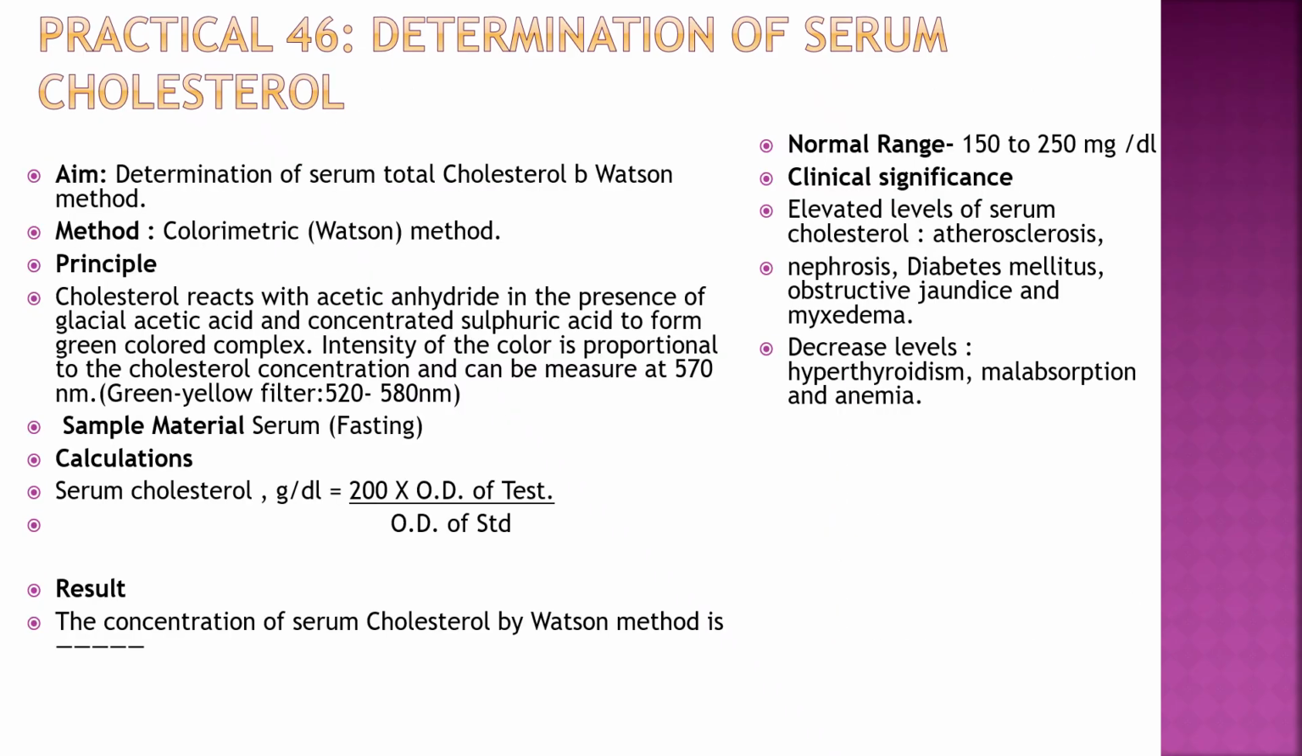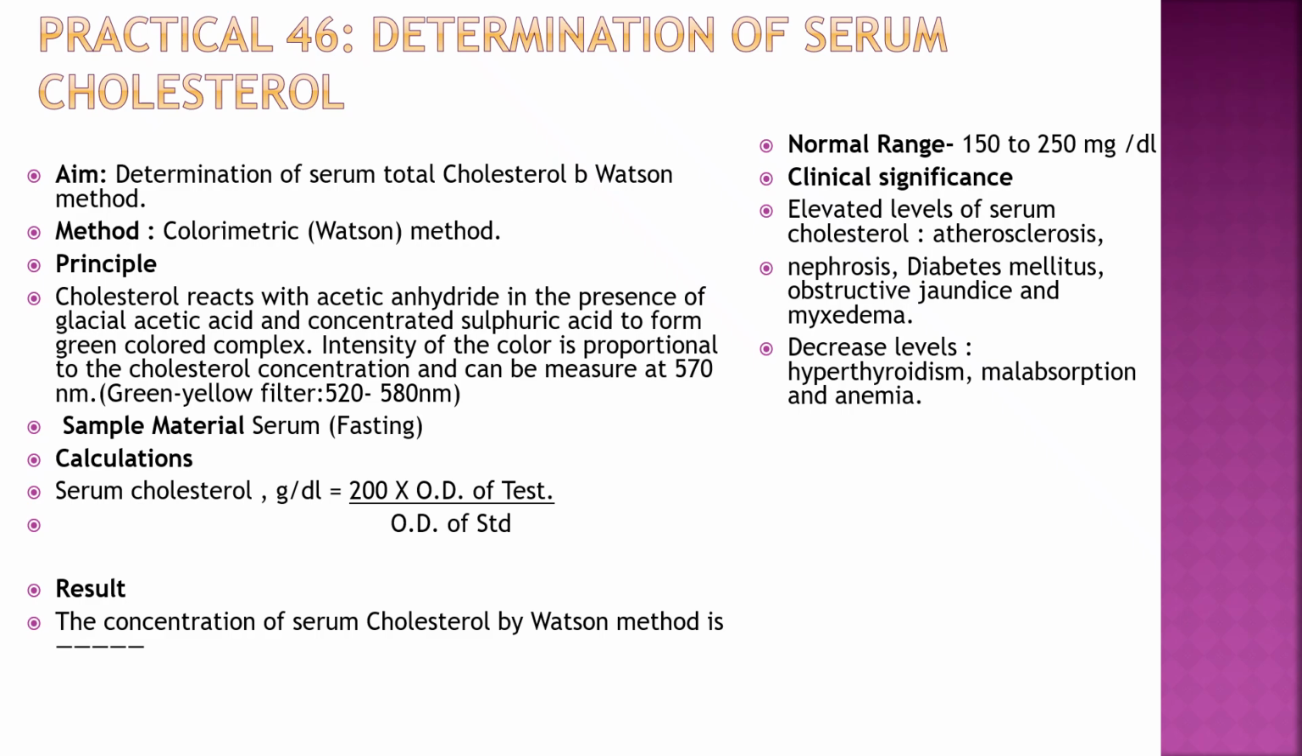Determination of serum cholesterol. The method is colorimetric, that is the Watson method. Cholesterol reacts with acetic anhydride in the presence of glacial acetic acid and concentrated sulfuric acid to form a green color complex, and the intensity is measured against the 570 filter. The sample is serum, a fasting sample, and you have to take 3 test tubes: test, blank, and standard. Add reagent, then add sample and standard given in the kit.